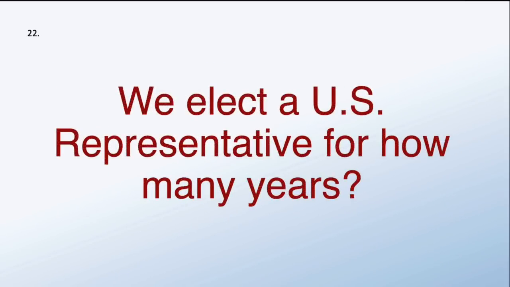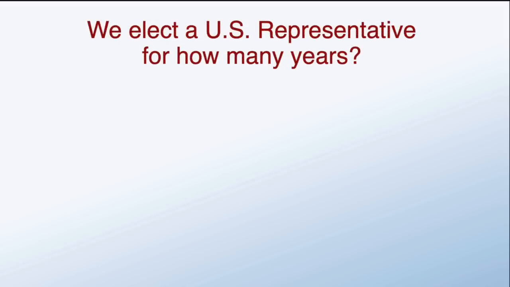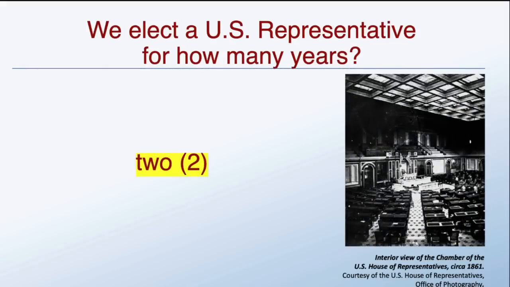Group 9, Numbers. We elect a U.S. representative for how many years? 2 years for a U.S. representative.